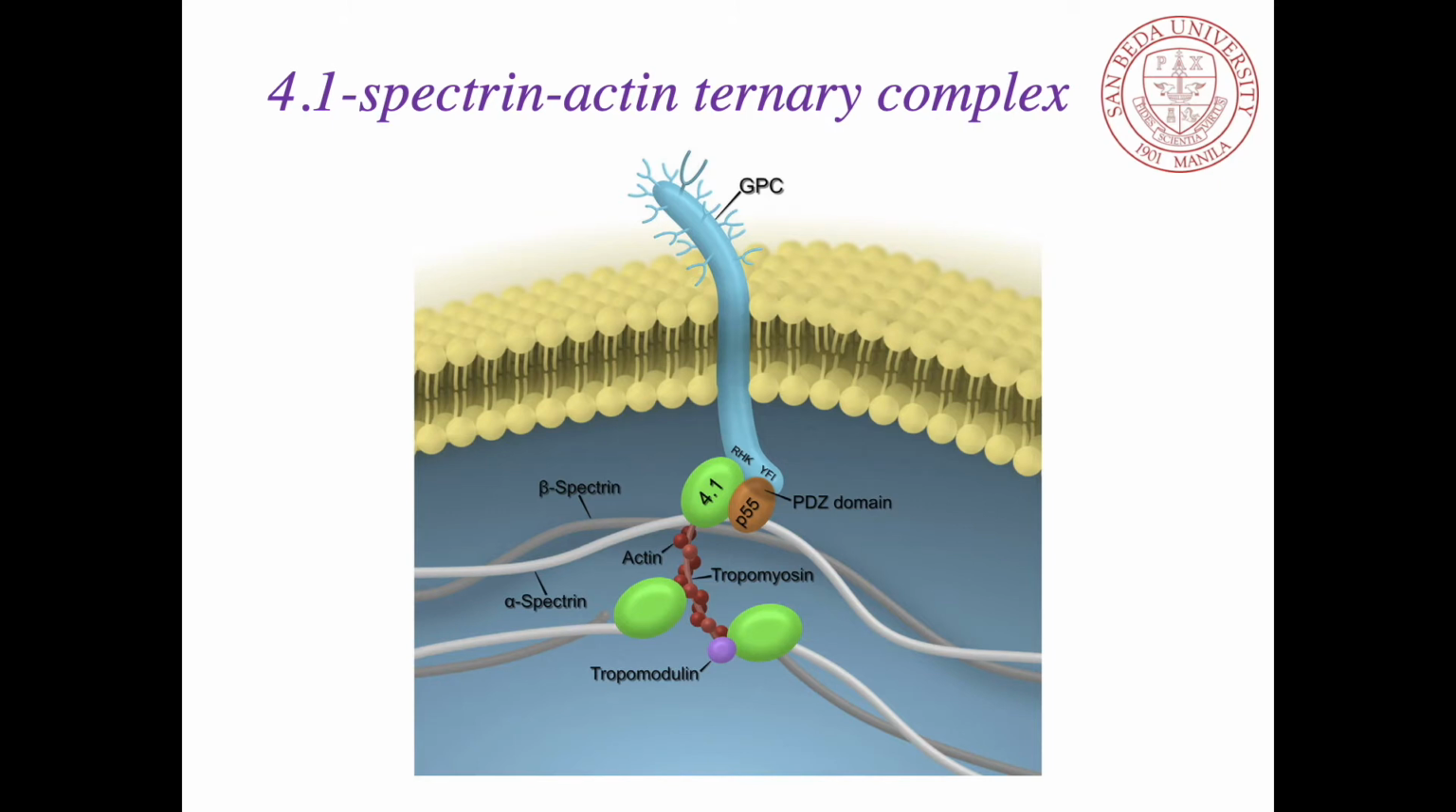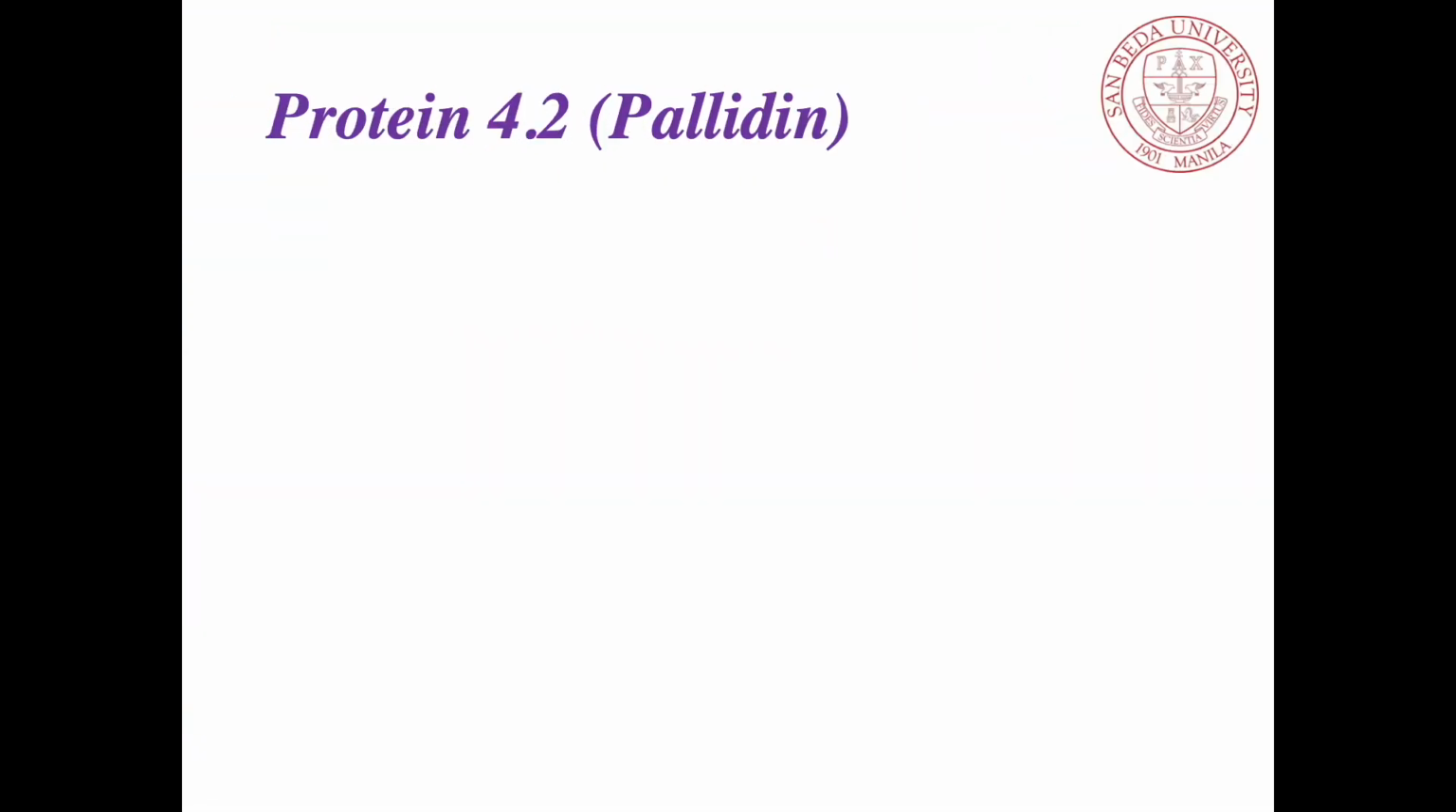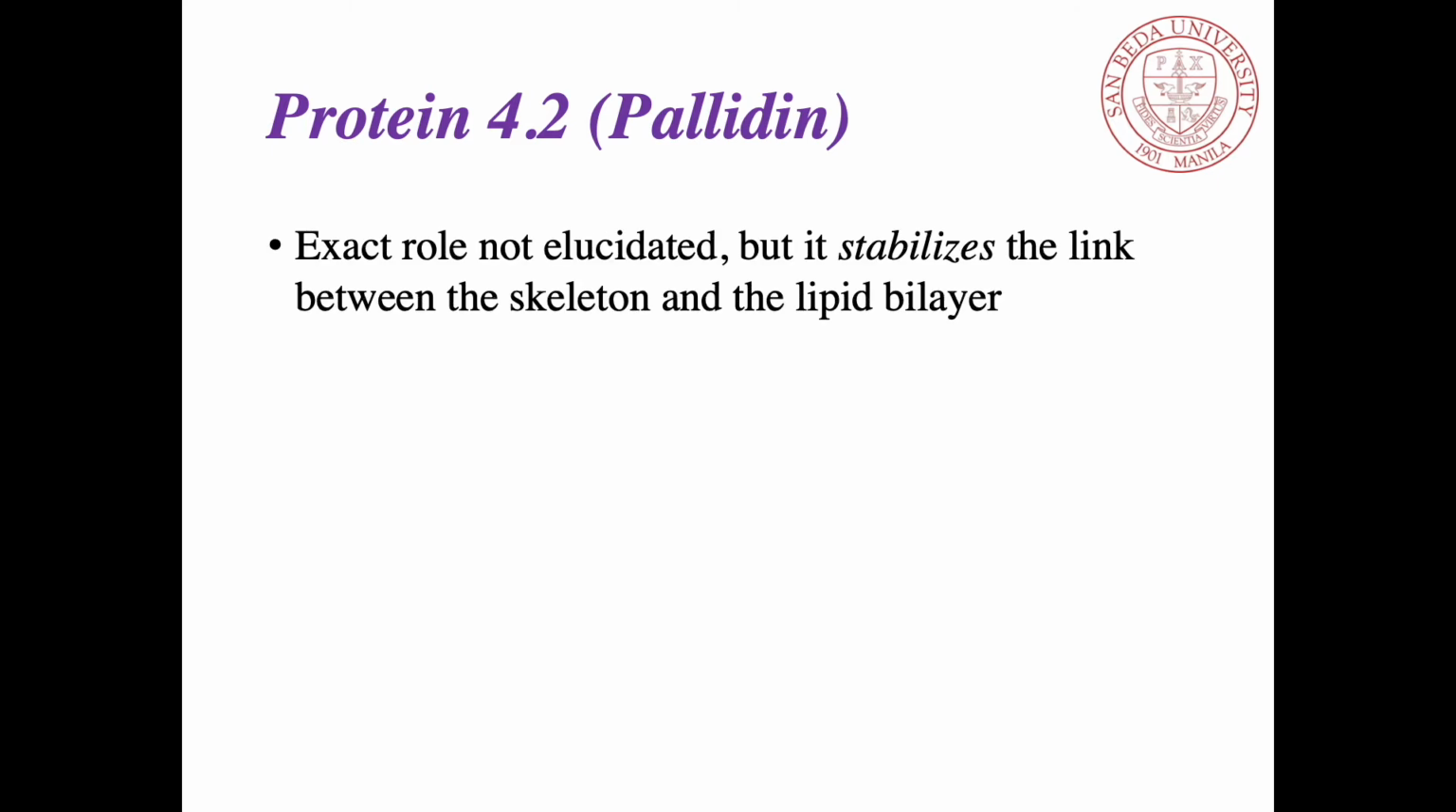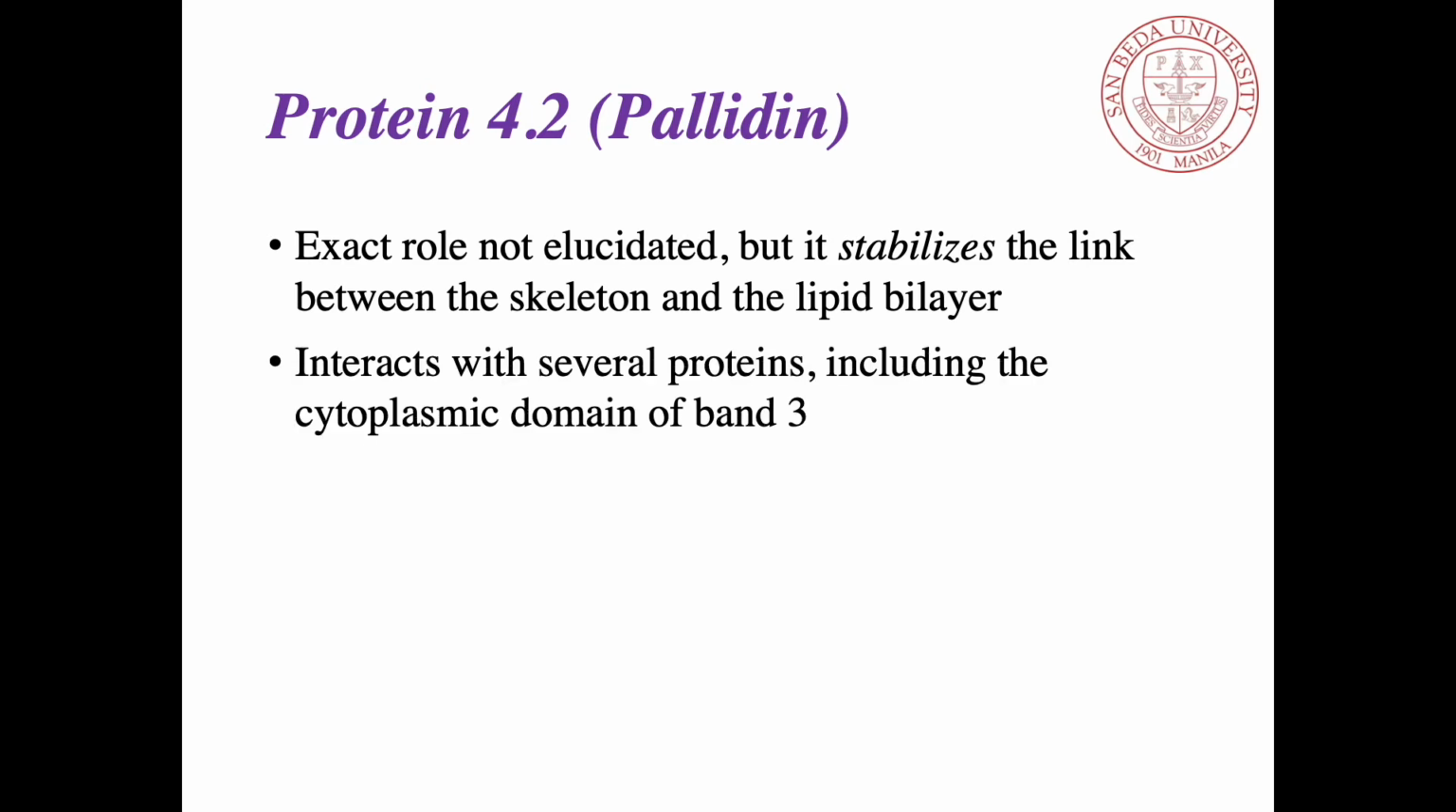Also shown in this figure associated with the ternary complex is glycophorin C, as was discussed earlier, and erythrocyte P55 scaffolding protein, which will be discussed later. The next cytoskeleton protein to talk about is protein 4.2, also known as pallidin. Its exact role is not elucidated, but it appears to stabilize the link between the RBC cytoskeleton and the lipid bilayer. As you may have already noted in the diagram presented earlier on, protein 4.2 interacts with several other proteins, including the portion of the membrane-associated protein band 3 that faces the cytoplasm.